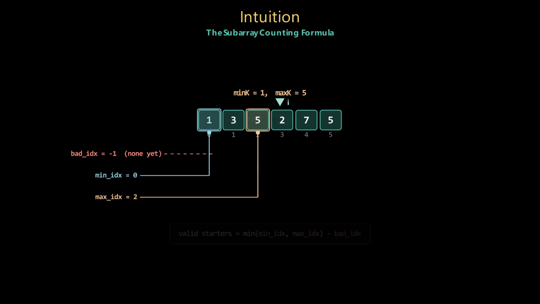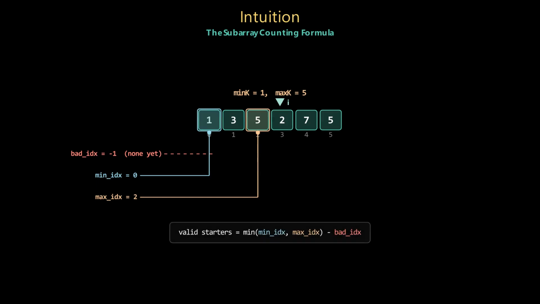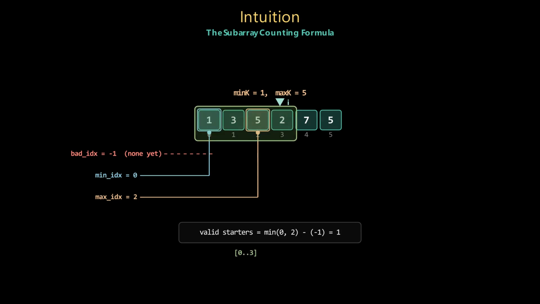This gives us a clean mathematical formula. The total number of valid starting positions for our current window is simply the minimum of our last seen target indices, minus our bad element index. If this calculation yields a positive number, that is exactly how many valid subarrays end at this index.